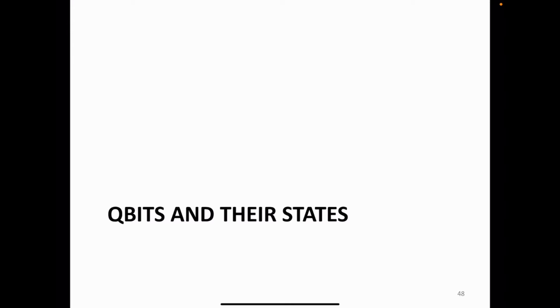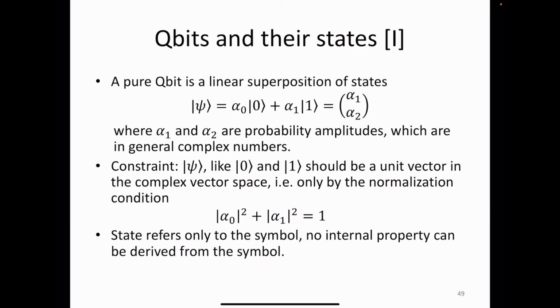Now, let's talk more about qubits and their states. As we saw before, a pure qubit is a linear superposition of states. So here you see a state psi as an example, a superposition of the states 0 and 1. Each of these two states is associated with a probability amplitude. In the case of 0, it's alpha sub 0. In the case of 1, it's alpha sub 1. And it can be represented in vectorial form as alpha sub 0, alpha sub 1 here.